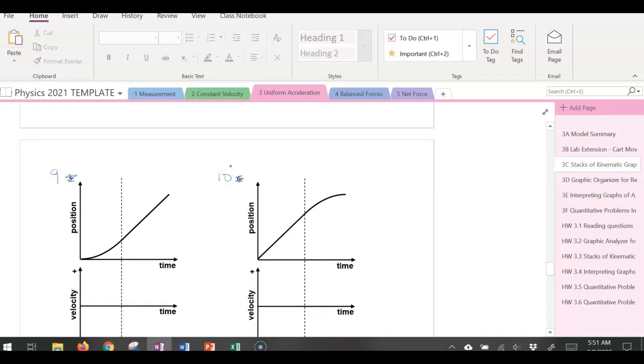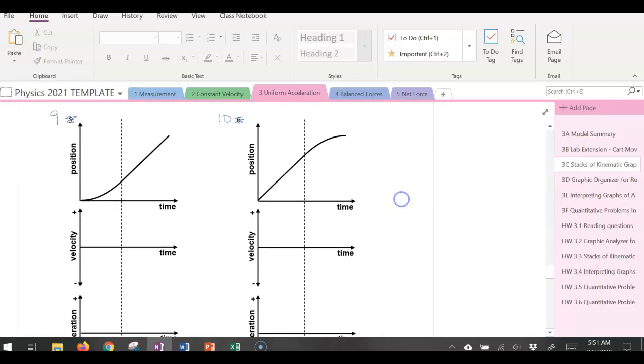Okay, let's do a couple more here. In number 9, I see an object that is moving in the positive direction. Its position is getting bigger. For the first part of the trip, the graph is curved. It's parabolic, so it is speeding up, right? Because I'm going to do a couple of little tangent lines, and I can see that the slope, which is the velocity, is getting steeper.